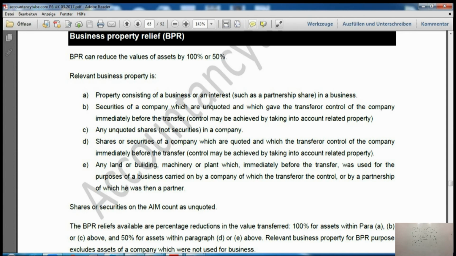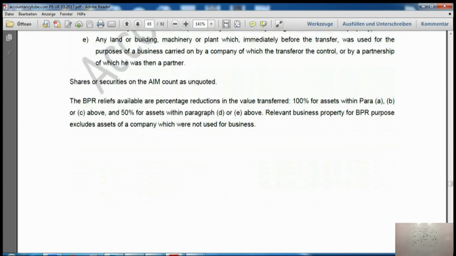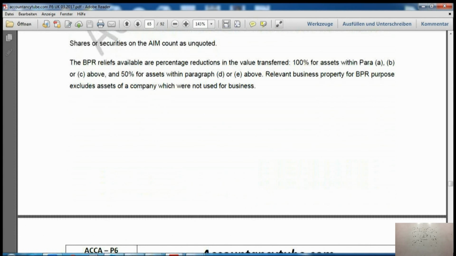And after that it says shares or securities on AIM. Do you know what AIM is? You probably have studied it in F9, I think. Alternative Investment Market, if you remember. Shares on the Alternative Investment Market are also counted as unquoted shares. So you will get 100% relief if you hold some shares in an unquoted company, only if you have control in them.